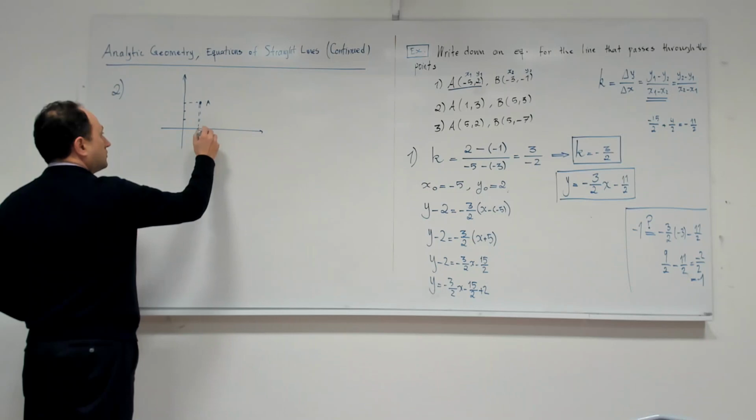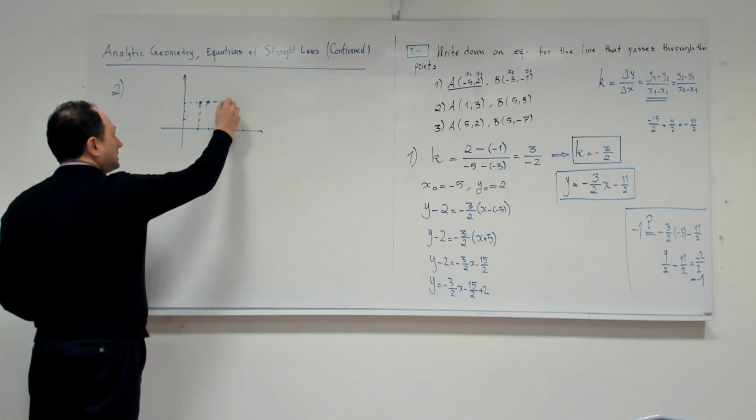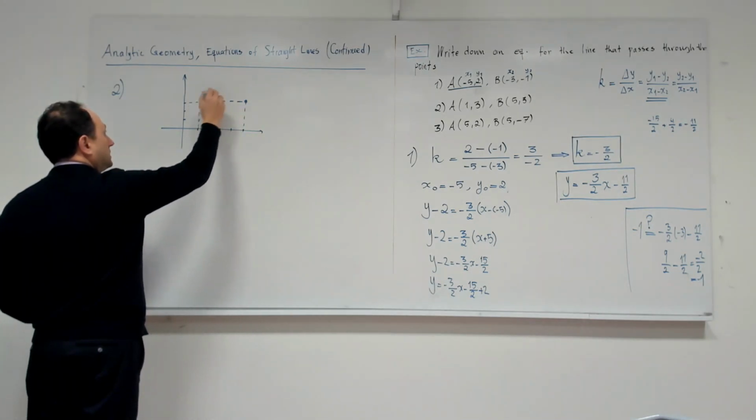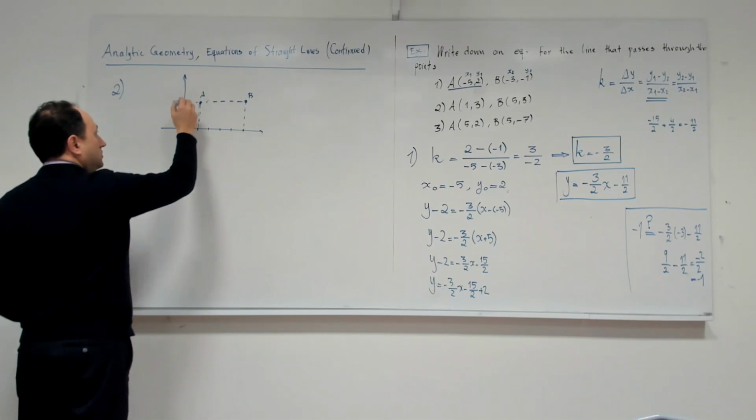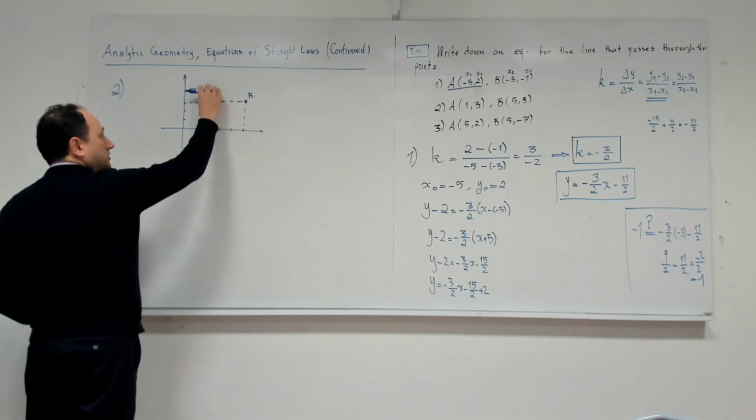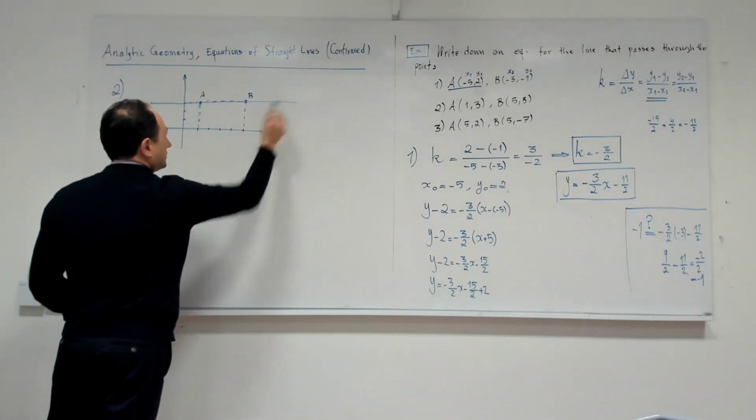5 and 3. So 1, 2, 3, 4, and 5. But the height is again 3. So this is my point A. This is my point B. I am interested in a line that passes through these points of the same height. So this line definitely becomes a horizontal line.